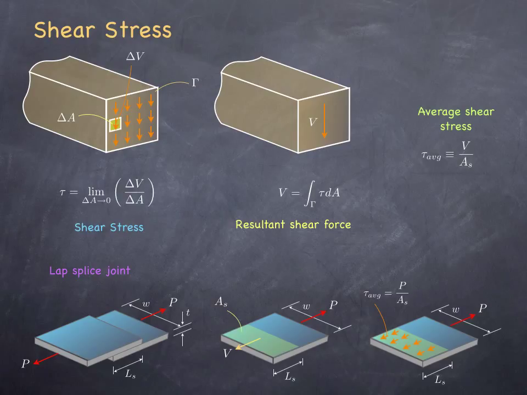At the edges of the splice joint plates, we know that the shear stresses must go to 0, and this means that there must be some points towards the middle of the lap splice joint where the shear stress goes above this average. So as an engineer, we should always be wary about taking averages, because if we are taking averages, then we know for sure that at some points the stresses will be above this average, and those might be more critical for our design.